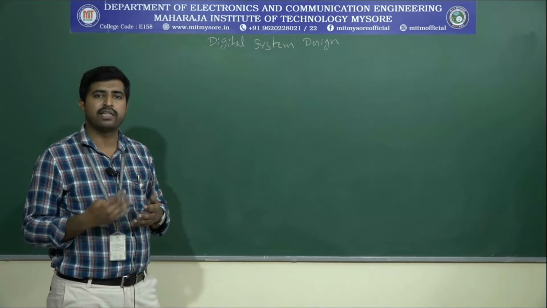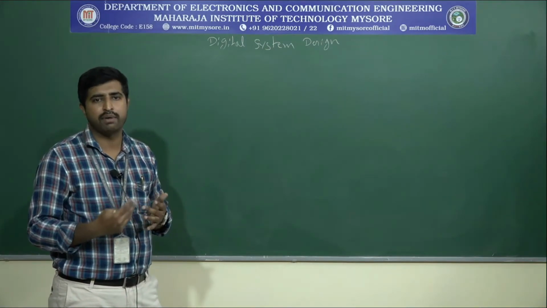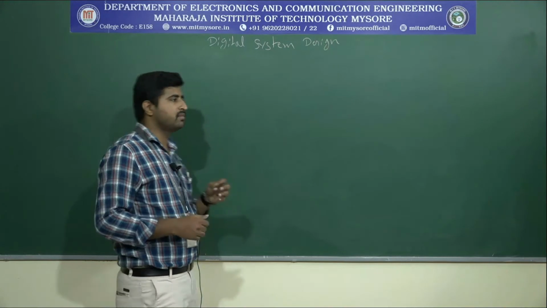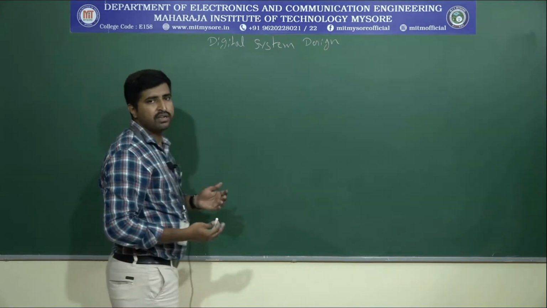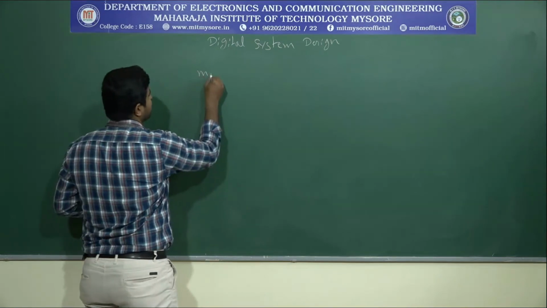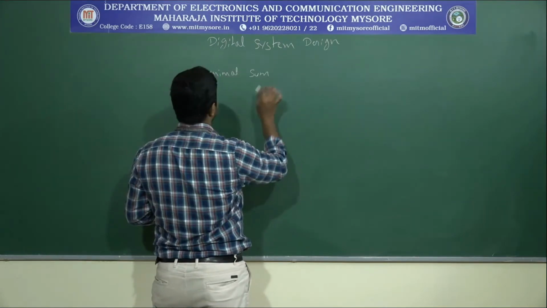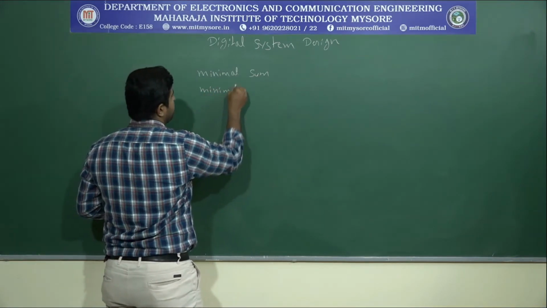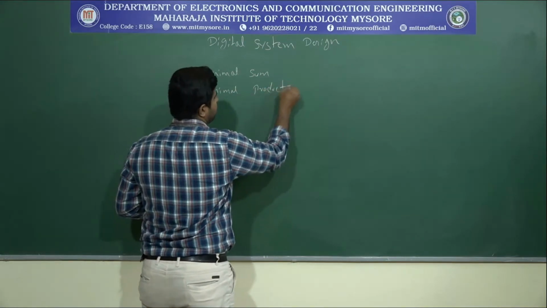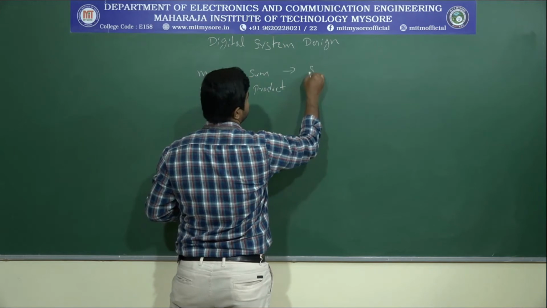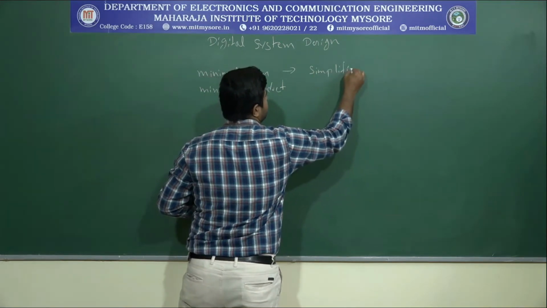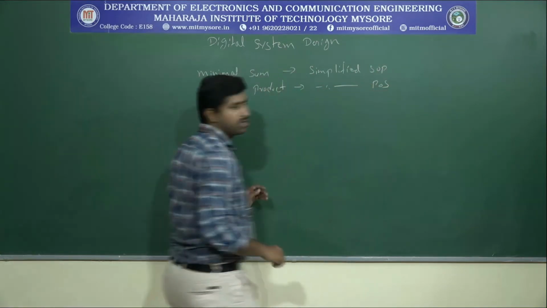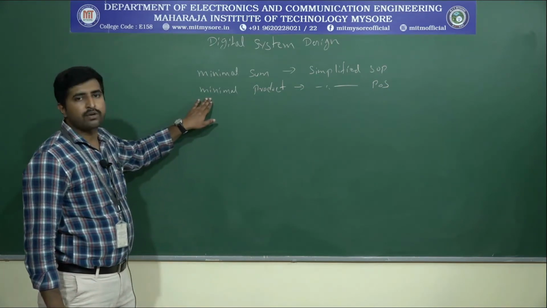So we need not identify the essential prime implicants, but directly write the expressions. In that case, the simplified expression is named the minimal sum expression, or minimal sum Boolean equation, for an SOP expression, and for a POS expression, the minimal product. So this is for the simplified SOP expression, and this is for the simplified POS expression. The questions will be like that.